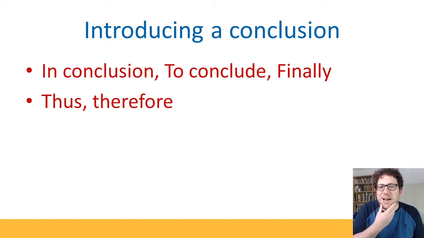The classic one is "in conclusion" or "to conclude." Don't mix those two up. Don't say "on conclusion." You can say "finally" or "thus" and "therefore." Thus and therefore mean that what I'm going to say now comes directly from what I said earlier. So that's the conclusion: what I'm saying now is based on what I just told you. You can also use thus and therefore to introduce the analysis.